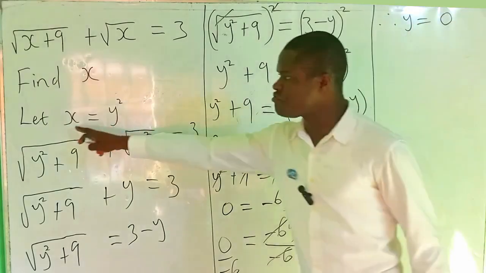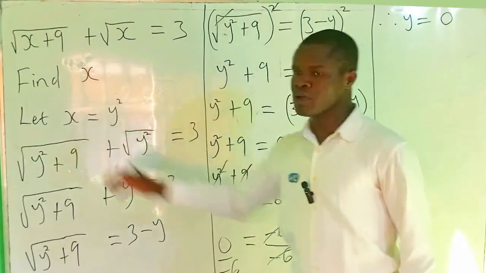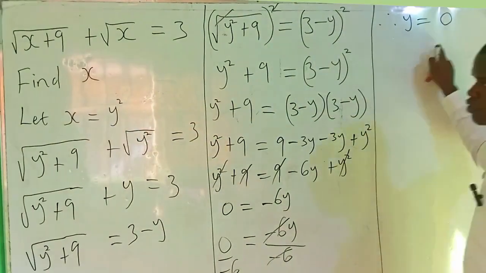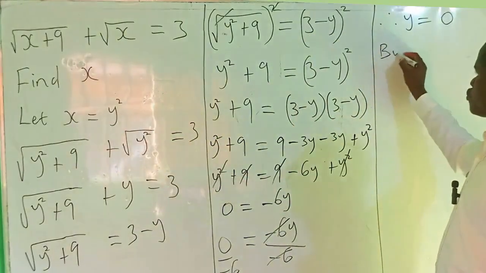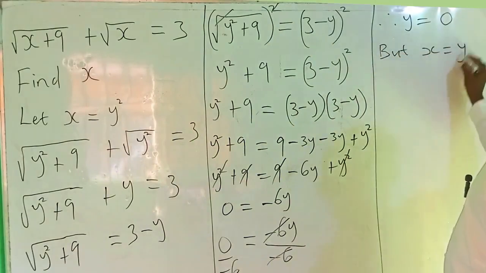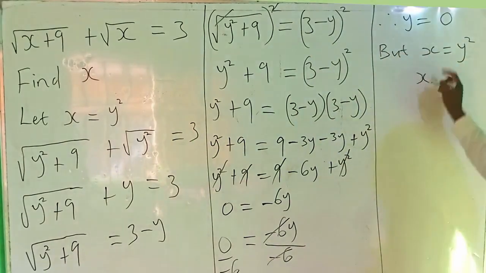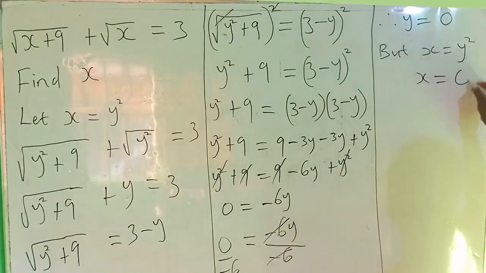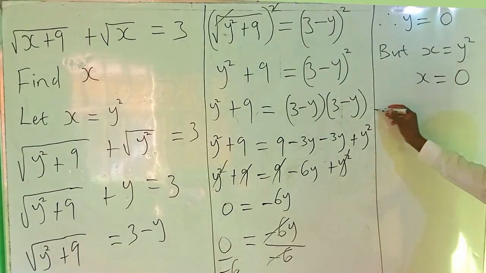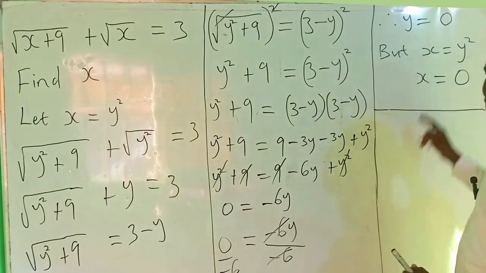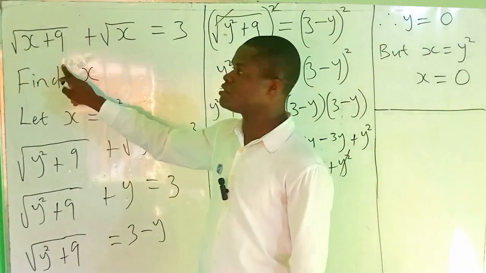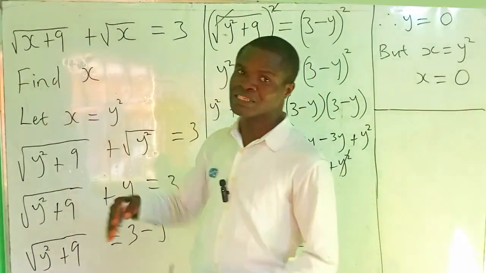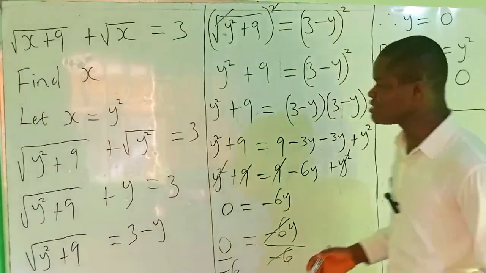Now let's find the value of x, since y squared is equal to x. If y is equal to 0, then x is also equal to 0. And that works perfectly well, because let's verify. Since x is equal to 0, put 0 here. This is just the square root of 9 plus 0. The square root of 9 is 3. So it means that this answer is correct.